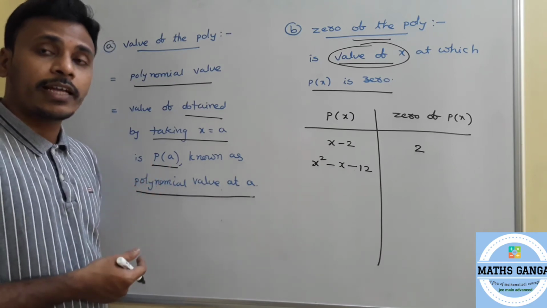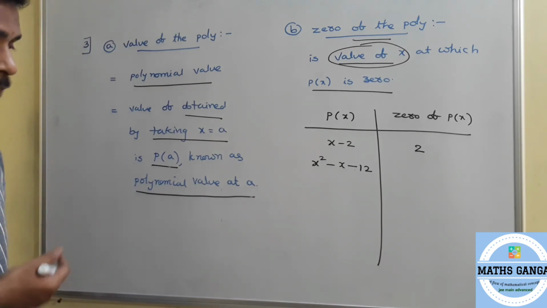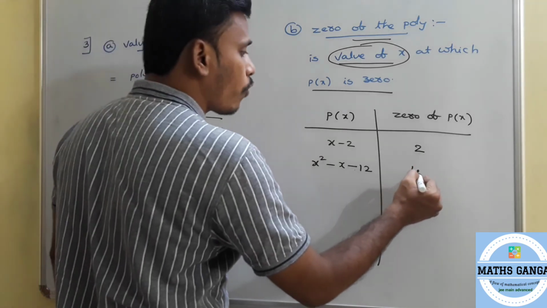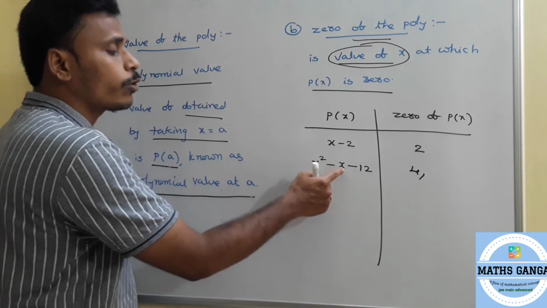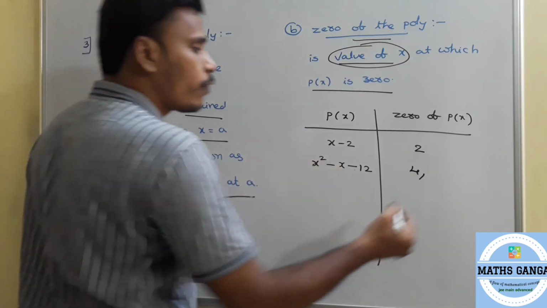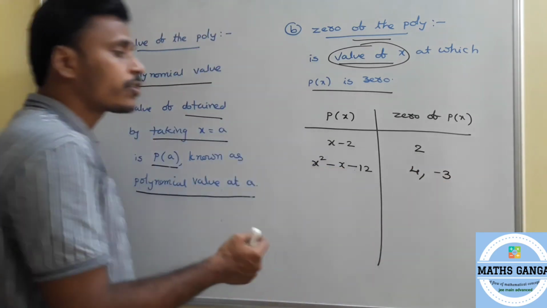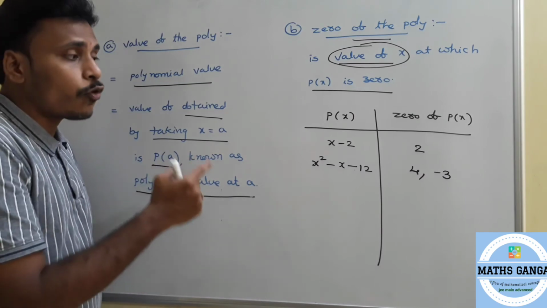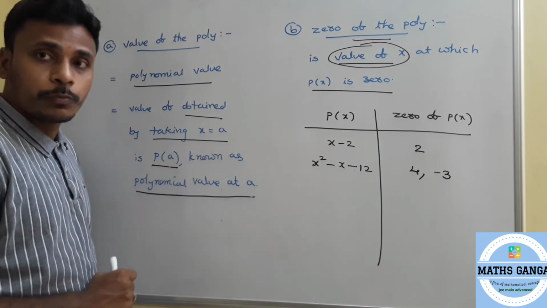You know it, right? X minus 4 into x plus 3. If you take it like that, 4 is a zero of the polynomial, because if you replace x with 4, the value is 0. If you replace x with minus 3, still the value is 0, right? So 4 comma minus 3 are zeros of this polynomial.